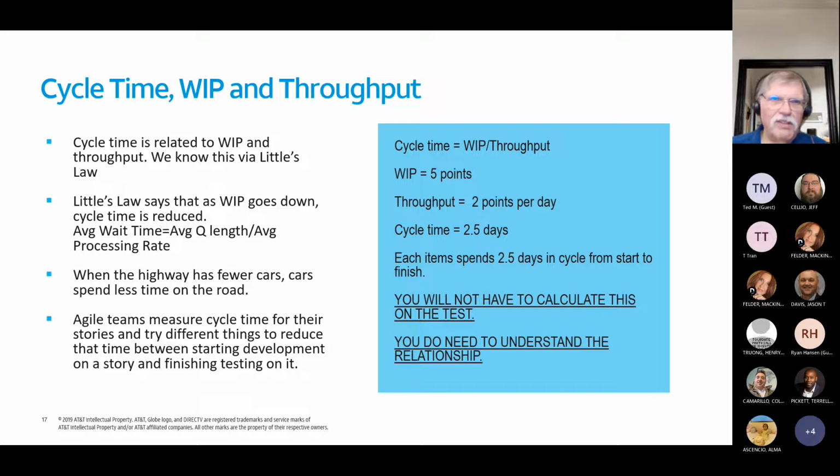Just to remember, we talked about Little's law. The cycle time, or the amount of time that it takes for work to progress to the front of the queue, is equal to the number of items in the queue divided by the processing rate. Okay. So think about it like this. When the highway has fewer cars, you spend less time on the road. That's the throughput. You want to maximize the throughput through your process. Okay.